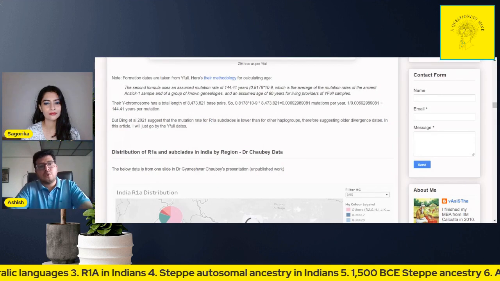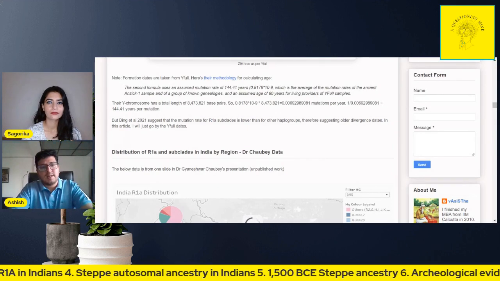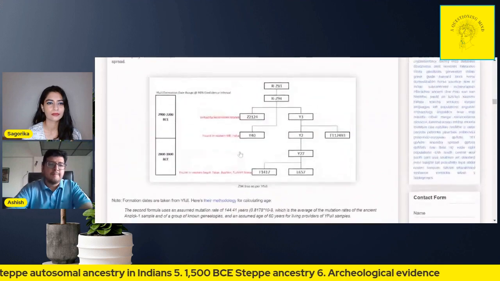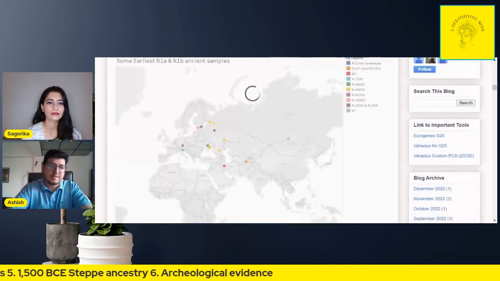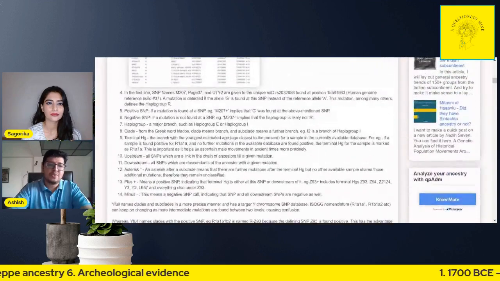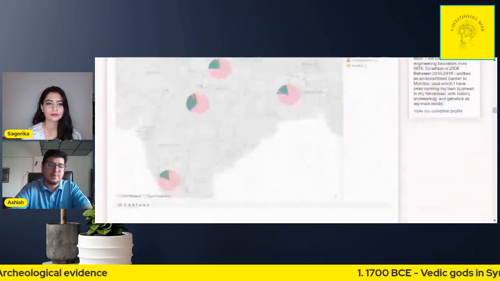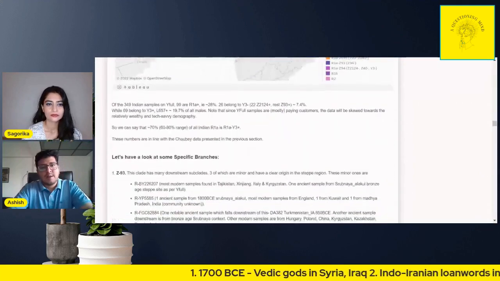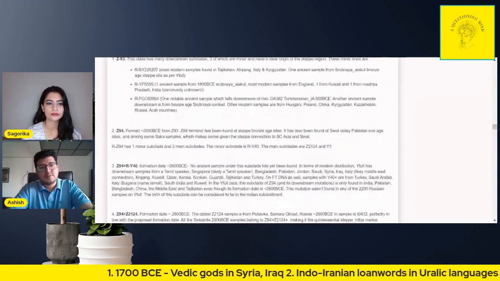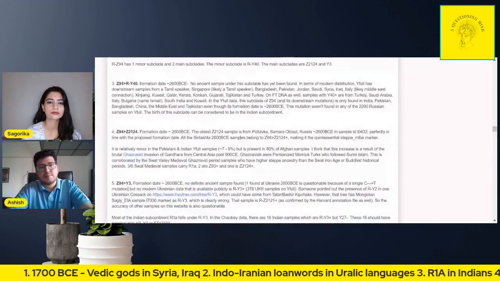Now the Z2124, which is definitely related to the steppe people, is only there in about 5% or so, and that too it's higher in northwest India. तो उसका impact East India, Central India वगैरह पे है ही नहीं ज़्यादा. So the steppe related R1A Z2124 is not present in any large numbers.